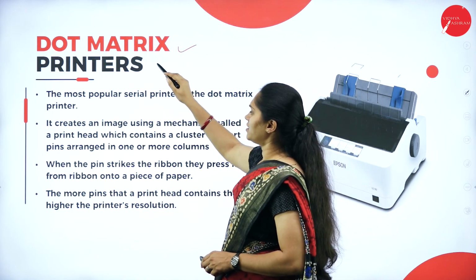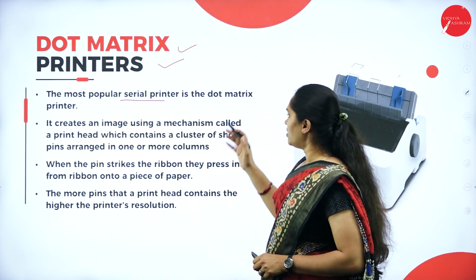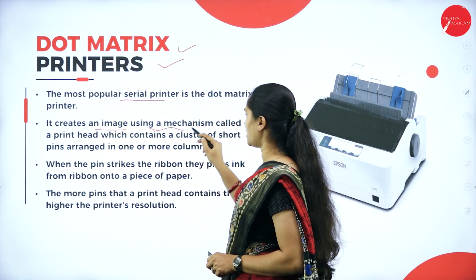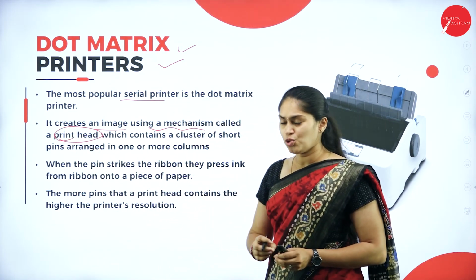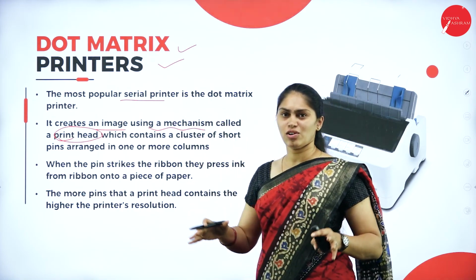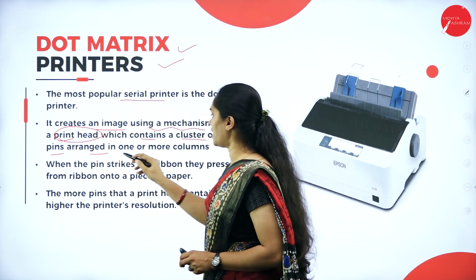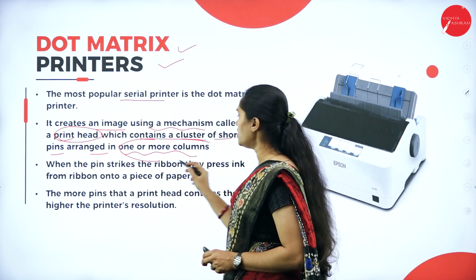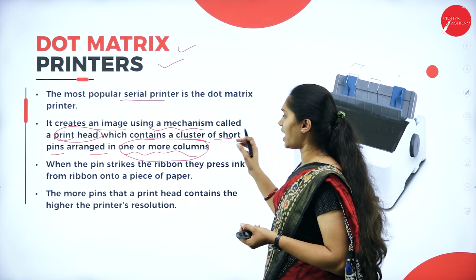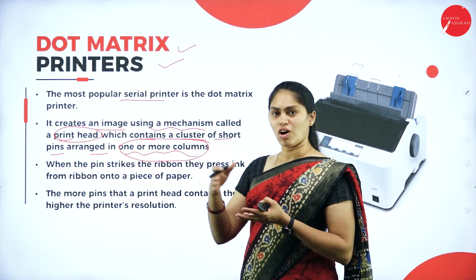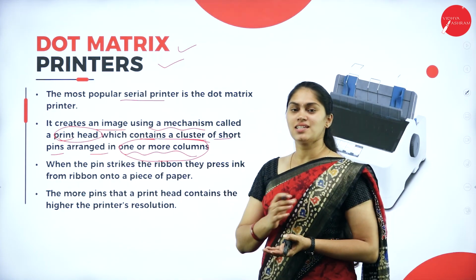Next, we have the dot matrix printer. This is considered the most popular serial printer. Why? Because it creates an image using a mechanism called the print head. That print head mechanism is used to produce an image or any impression on the paper, and it contains a cluster of short metal pins arranged in one or more columns. That column is going to produce an image by striking against the ink ribbon.